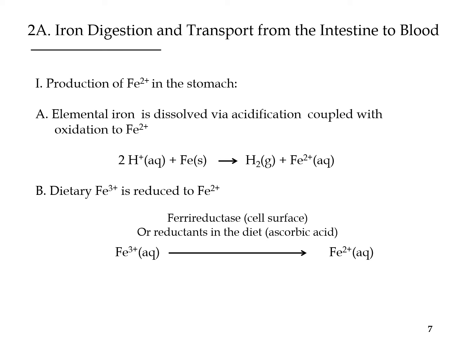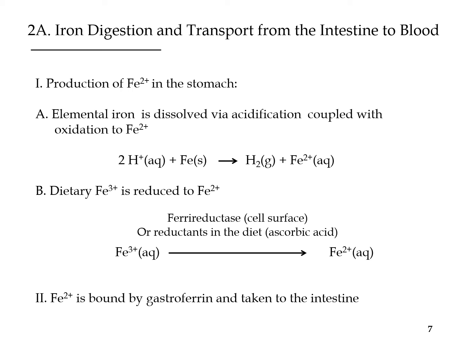Then we also have dietary iron 3+, which has to get reduced to iron 2. And so this is a process that can be facilitated by proteins or enzymes that are reductases. So these can be found on the cell surface. You also have small molecules that can play the role of reducing agents in the diet, for instance, ascorbic acid.